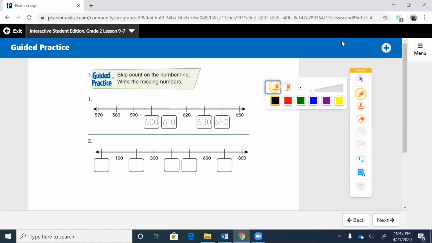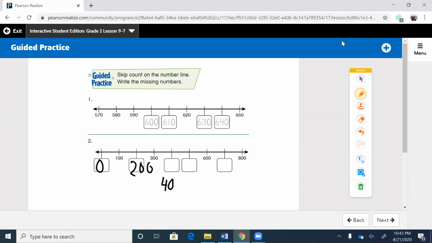So the first number is 0. 0, 100. What comes next? 200, 300, 400, 500, 600, 700, 800. Good job.